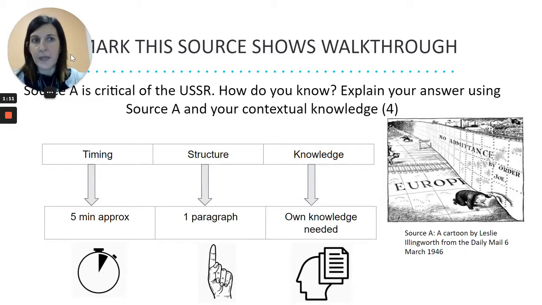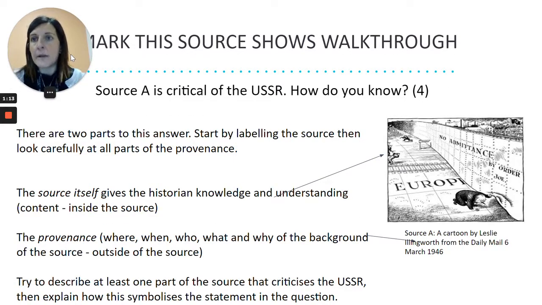So there are 2 parts to this answer. What you need to do first is start by labelling the source, and then have a look carefully at the provenance. So you need to look carefully at the content of the source. What can you see in the source itself that is critical of the USSR? For example, in this one, we can see people running away in the background. And then the provenance of the source, the where, when, who, what, and why of the background of the source. The fact that this is made by somebody who was British during the period of the Cold War, how does that then affect whether it's critical or not of the USSR?